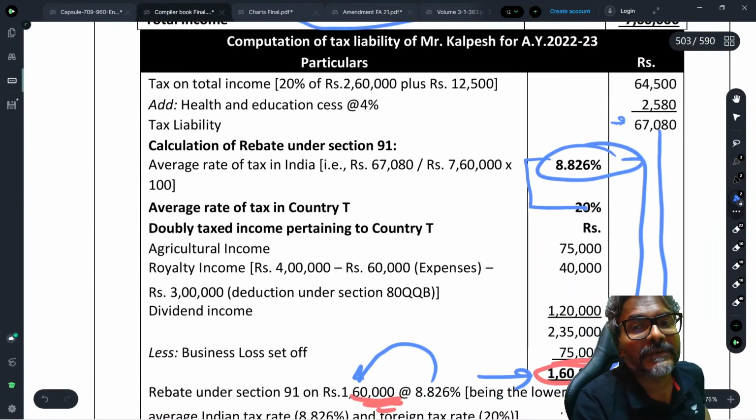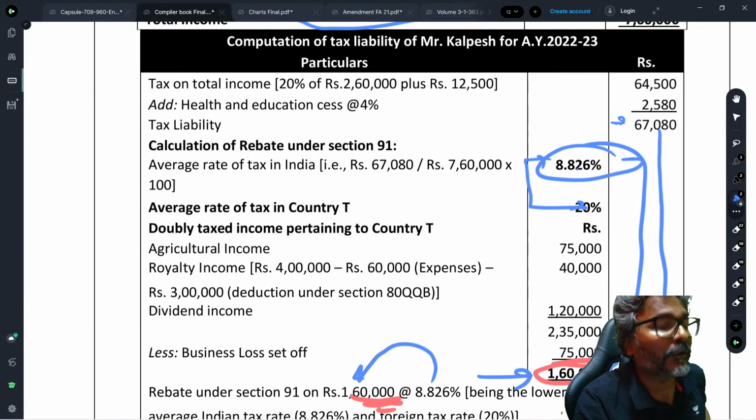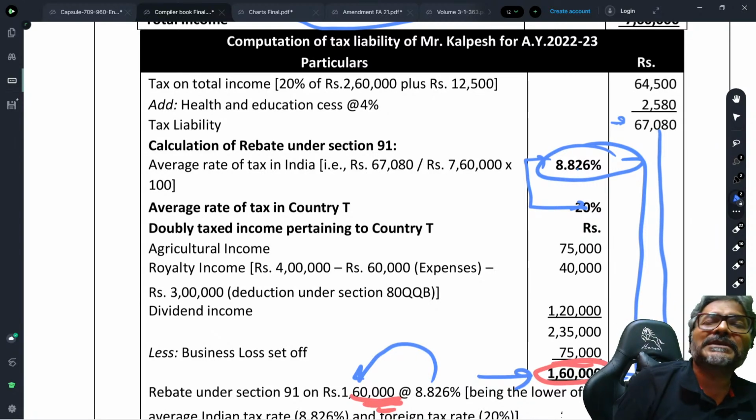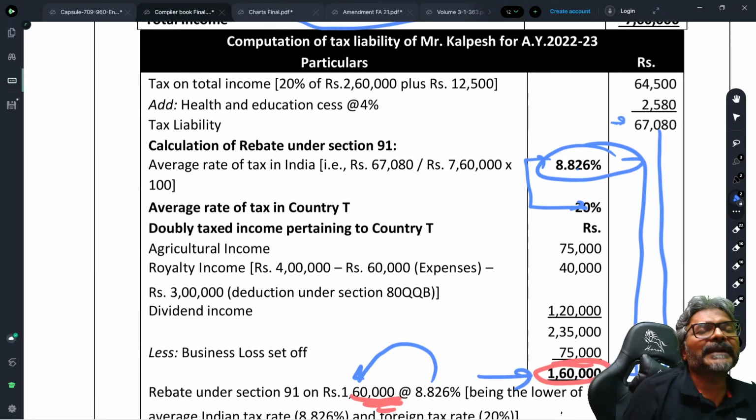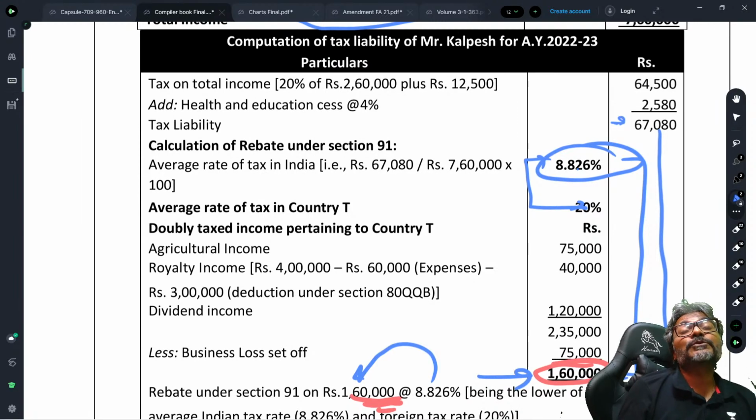The lower of the two rates. Which is the lower of the two rates? You take the Indian rate and compare it with the foreign rate for that particular source, and the lower of the two will be applied. Similarly, you will do the same working for the other sources also, calculating how much of the foreign income from each source has been subject to double taxation in both the countries.